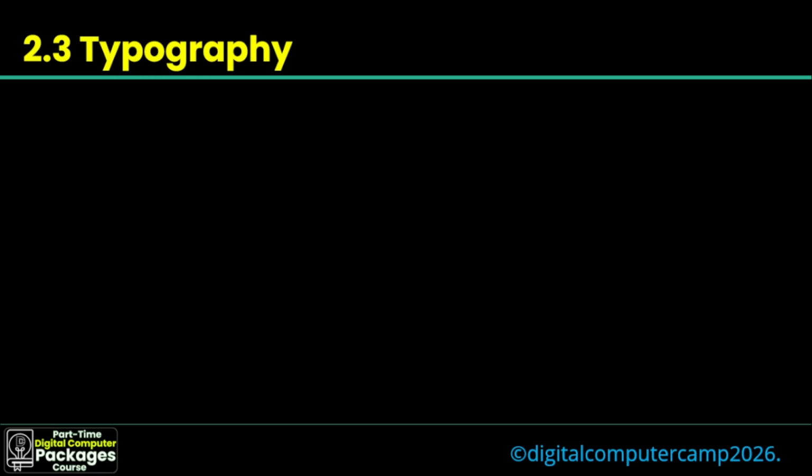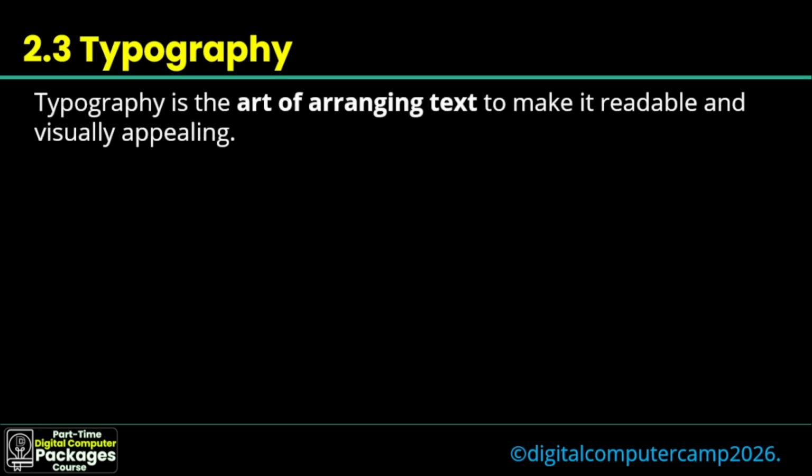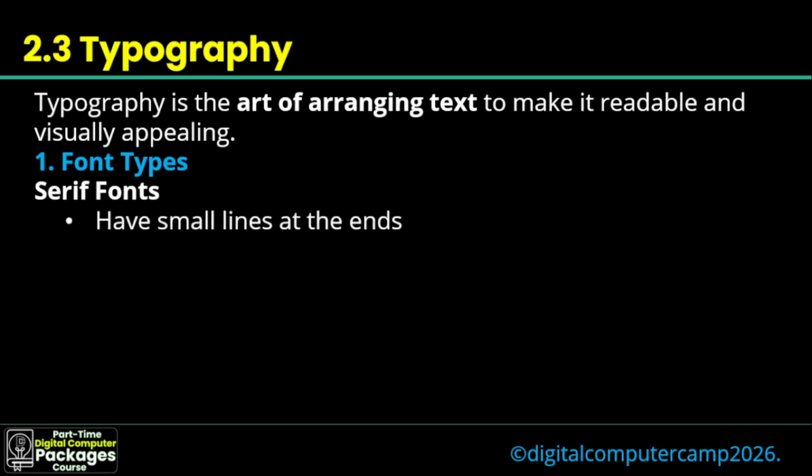Then let's move on to typography, or you can call it type. Typography is the art of arranging text to make it readable and visually appealing. Under typography, we have something called font types. We have two types of font. We have serif fonts, which have small lines at the ends of the edges. Do you see on this design? I'm using sans serif. They don't have small lines on the edge.